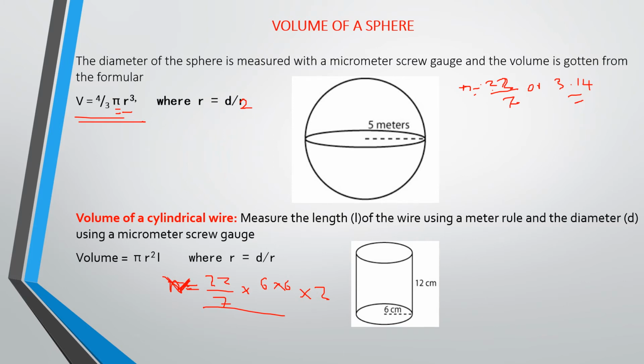As I've said before, if you are given the diameter, divide the diameter by 2 to get your radius. So that is how to find the volume of a sphere and then the volume of a cylindrical wire or of any cylindrical object.